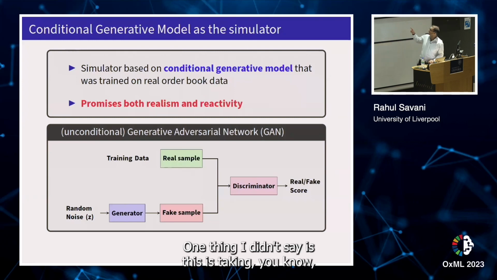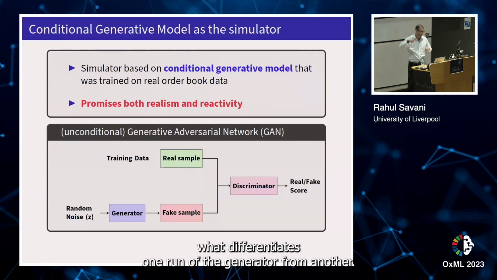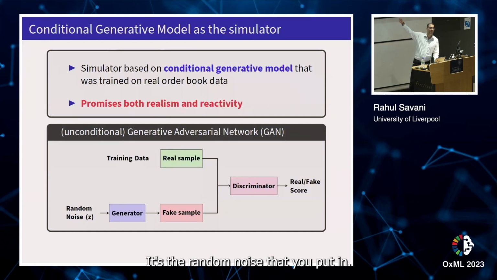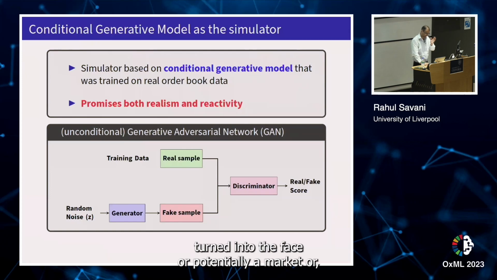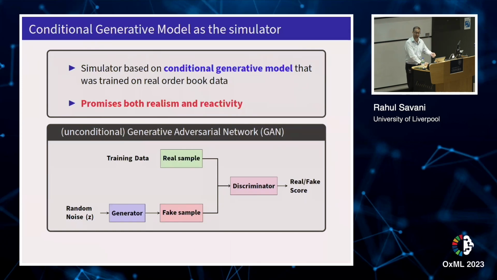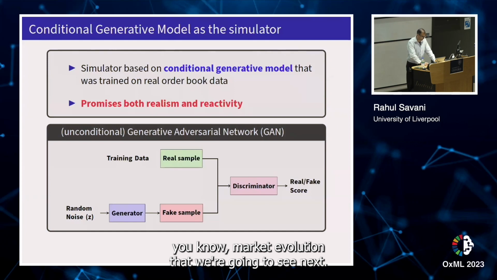One thing I didn't say is what differentiates one run of the generator from another. It's the random noise that you put in. So you can think of that as maybe a multi-dimensional Gaussian. And that's getting turned into the face, or potentially a market evolution that we're going to see next.